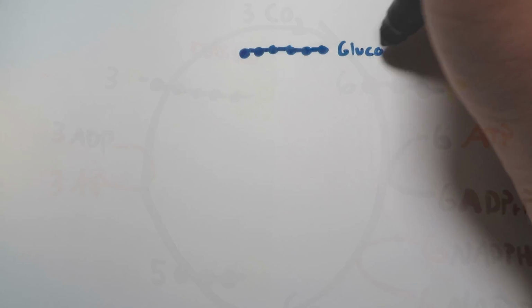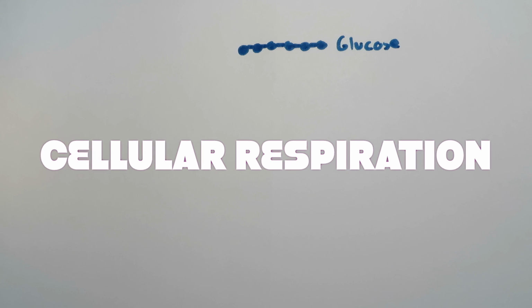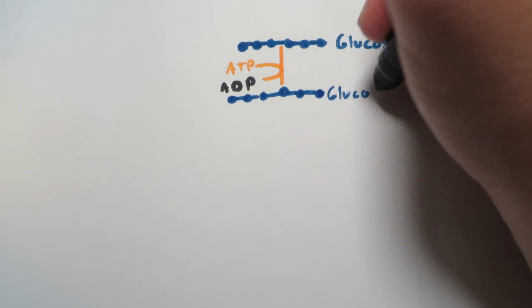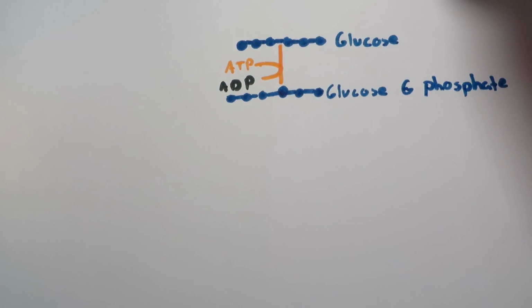Okay, the plant has made its glucose, but let's say an animal eats that plant. How does the animal utilize the energy of glucose? Well, in order to do that, cellular respiration is utilized. The first step of cellular respiration is glycolysis. An ATP molecule energizes glucose, turning it into glucose 6-phosphate.